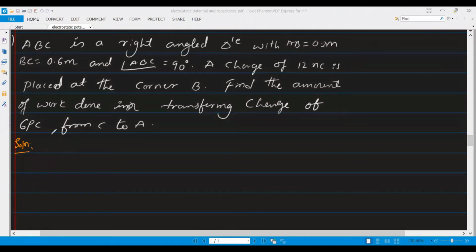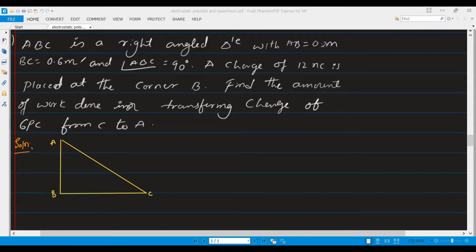Let us go for this. Let us draw a diagram here. So this is a right angle triangle. Assume there is a right angle triangle here. Okay, and here this is A, this is B, and this is C.